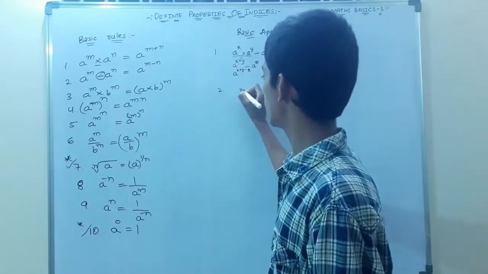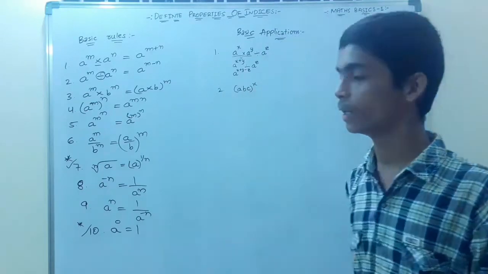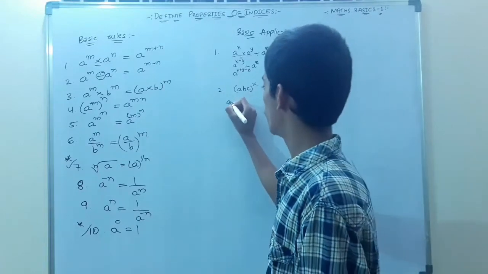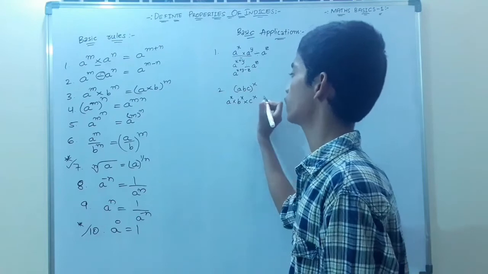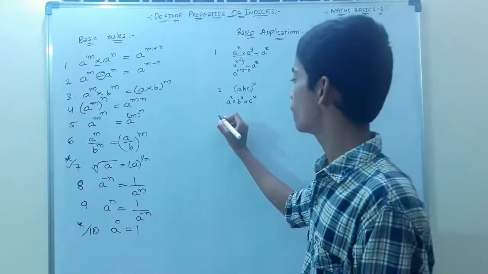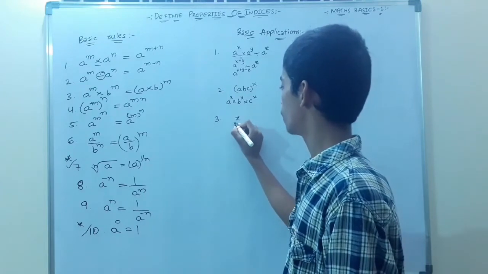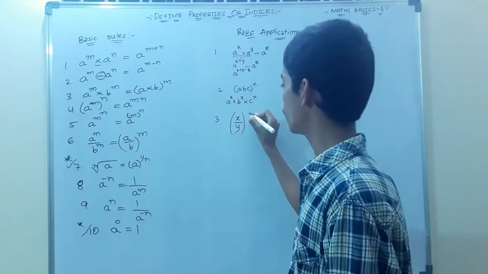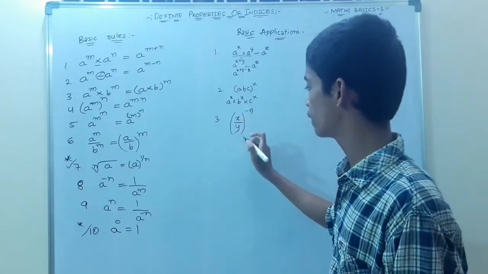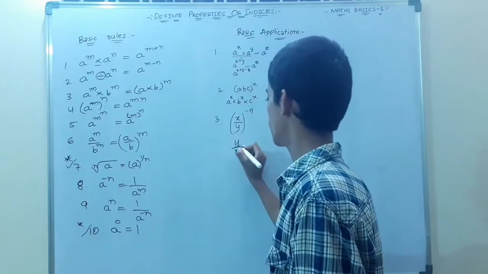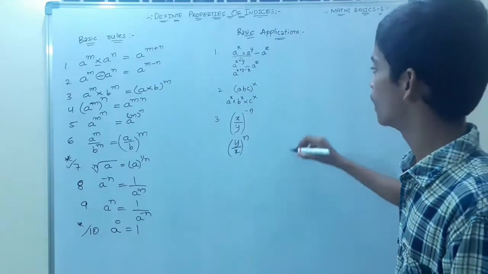The next one is (abc) whole power x, and we get a power x into b power x into c power x as the answer. And the third one is (x power x by y) whole power minus n, and we can reciprocal it, and (y by x) whole power n is the answer.